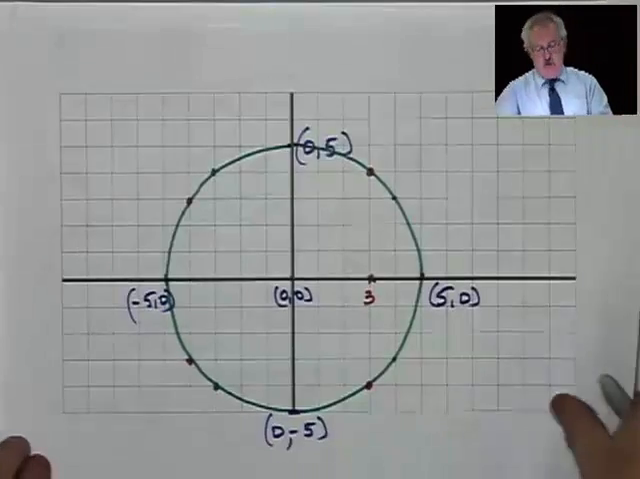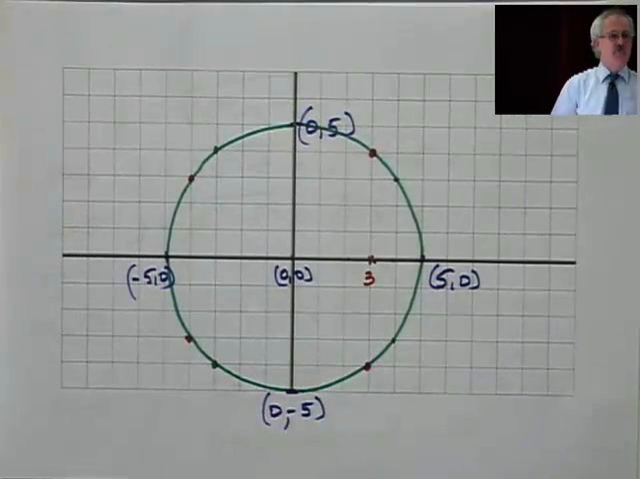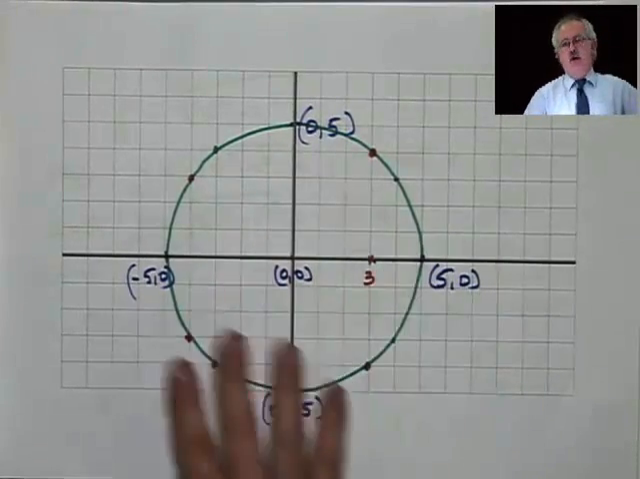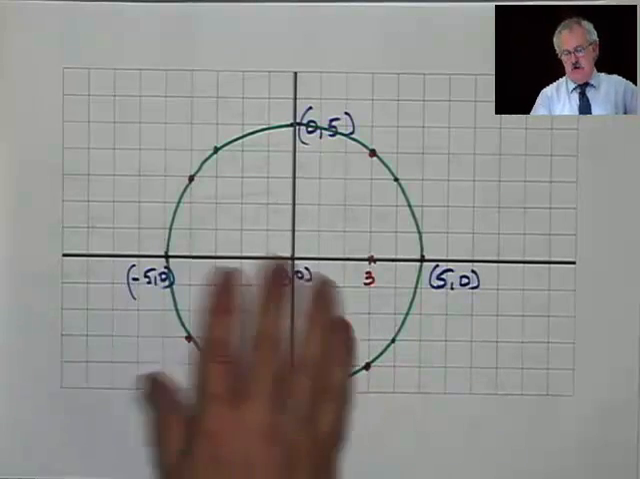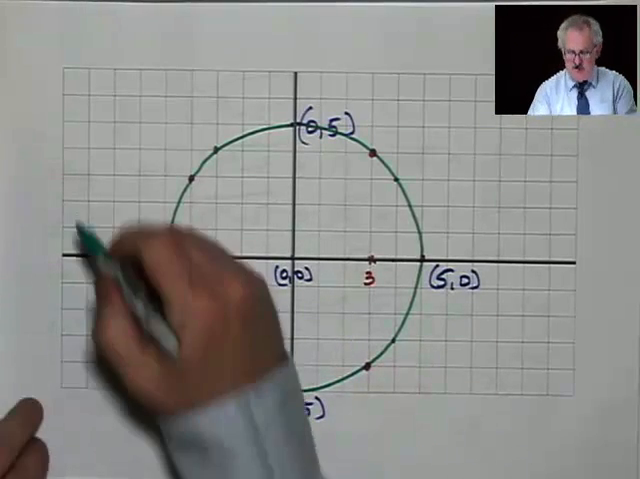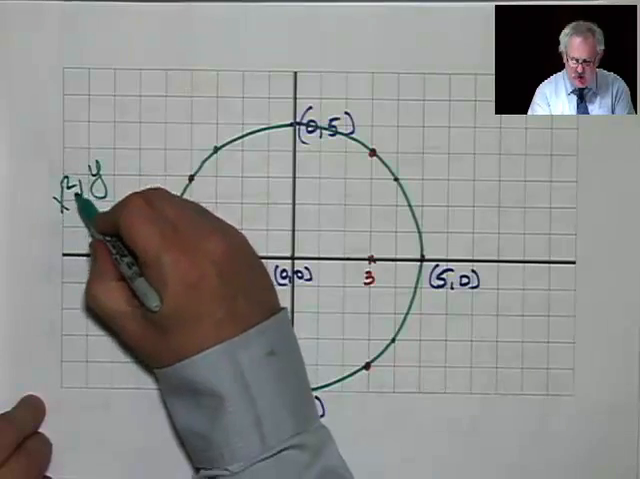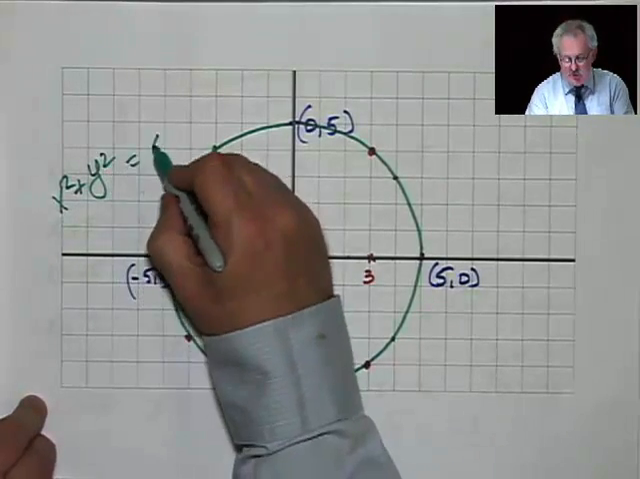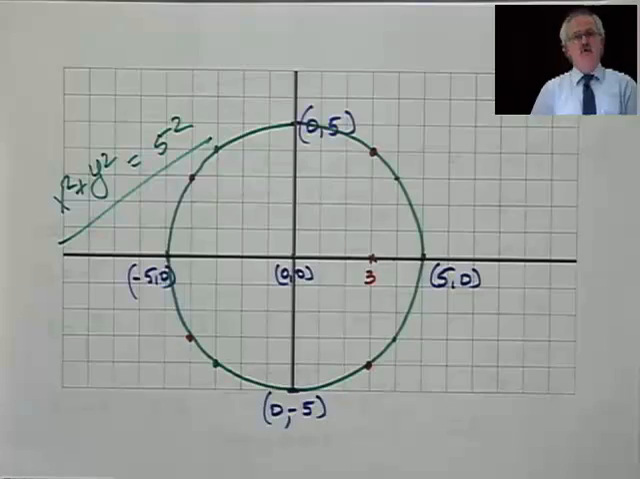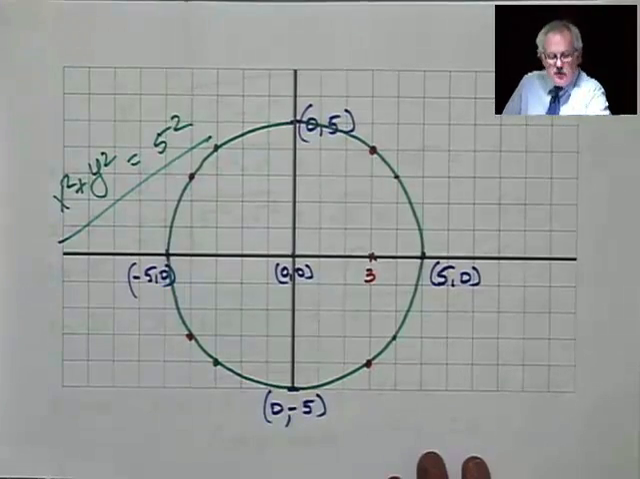Now, it'll be an awful lot better if I did it with a compass. But because I've taken more points now than just the first 4, you can see it's pretty close. X squared plus y squared is equal to 5 squared. And that's how I would get those points.